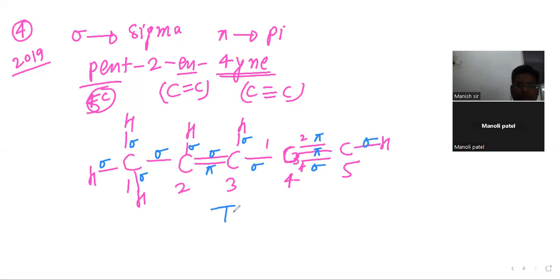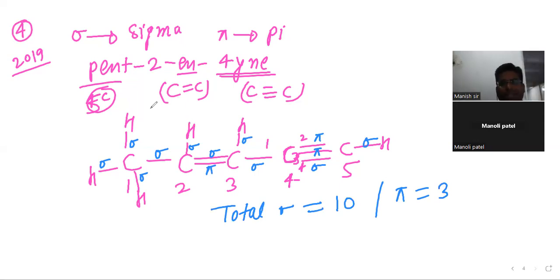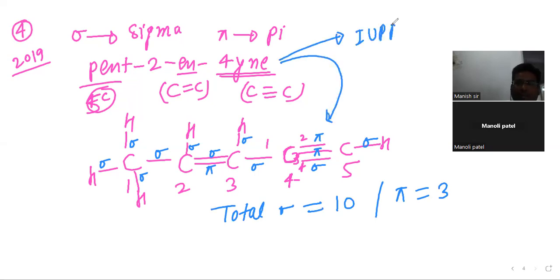So now total sigma bonds equal 1, 2, 3, 4, 5, 6, 7, 8, 9, 10. So total sigma is 10. Now count the pi bonds. It is 1, 2, 3. Only 3 pi bonds are there. So please write it down. For counting the sigma and pi bonds, you have to draw the structure. The IUPAC name is given, right? But you have to draw the structure for counting the sigma and pi bonds. So please mind the steps.